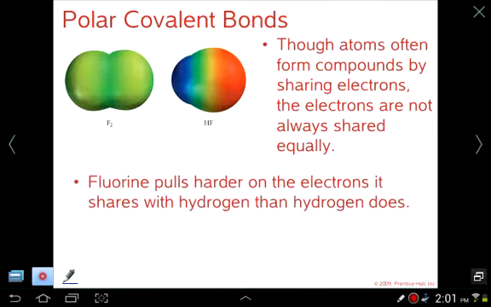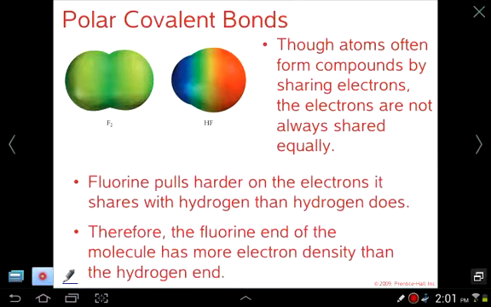The covalent bonds could be what are called polar, and polarity means that the electrons are not equally shared. So in the case of two fluorine atoms, the two fluorine atoms will essentially share with the same intensity or the same strength.